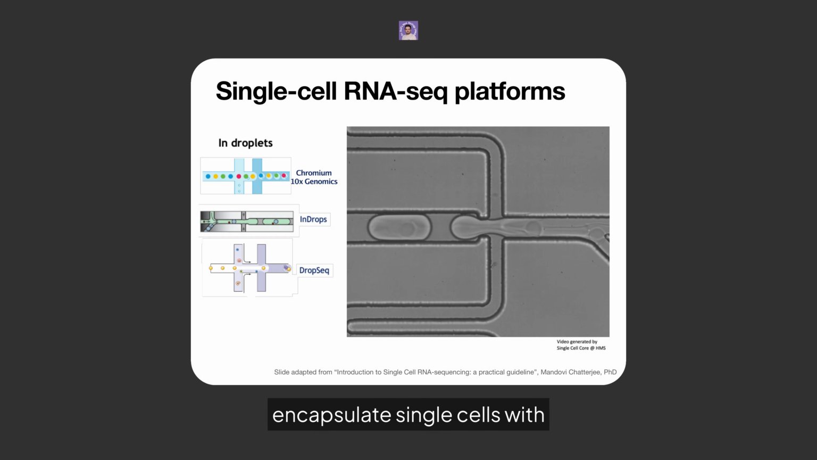Droplet-based platforms encapsulate single cells with barcoded beads and oil droplets. Systems such as 10x Genomics, InDrops, and DropSeq automate this process, enabling high-throughput capture of thousands of cells per run while tagging each cell's transcripts with a unique barcode.